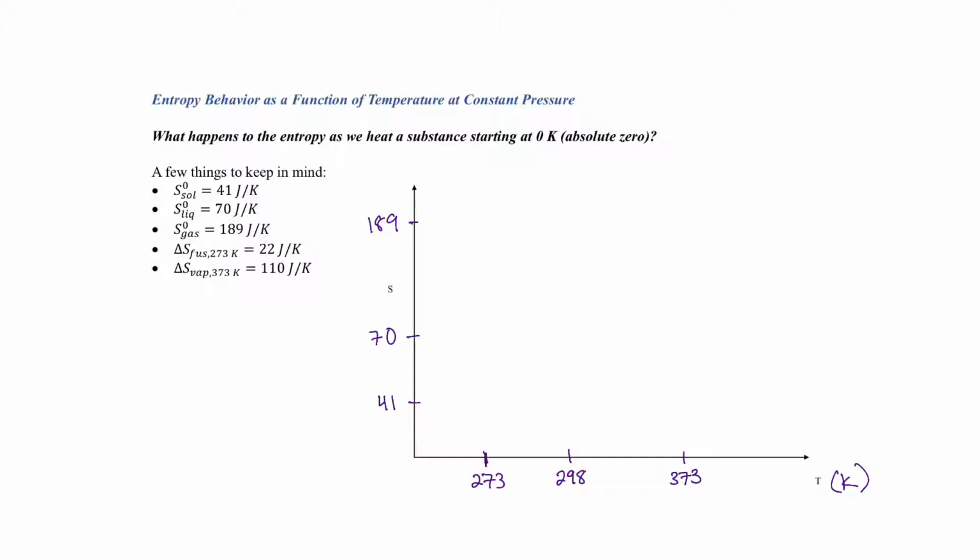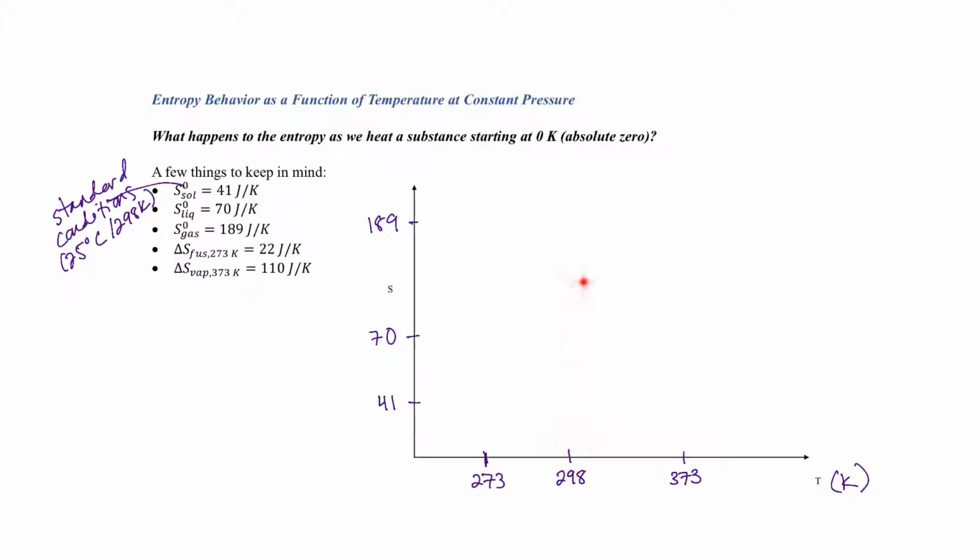Okay, so next up we can start putting in some of our points that we have listed here. Okay, so again, going back to our standard values for entropy here. Remember this 0, or naught, symbol means those are our standard conditions, which are going to be 25 degrees Celsius or 298 Kelvin. Okay, so that brings us to this point on our plot.